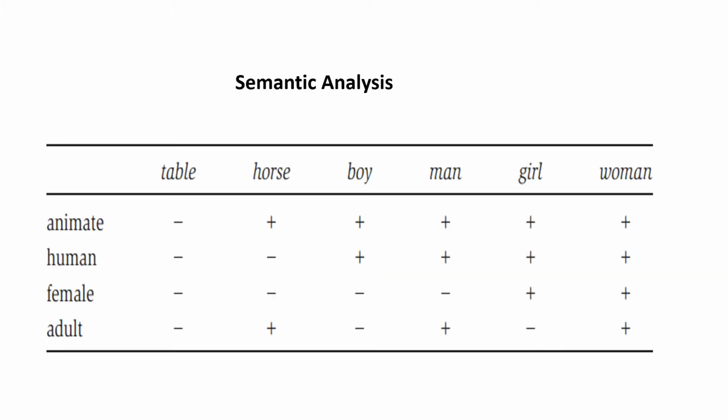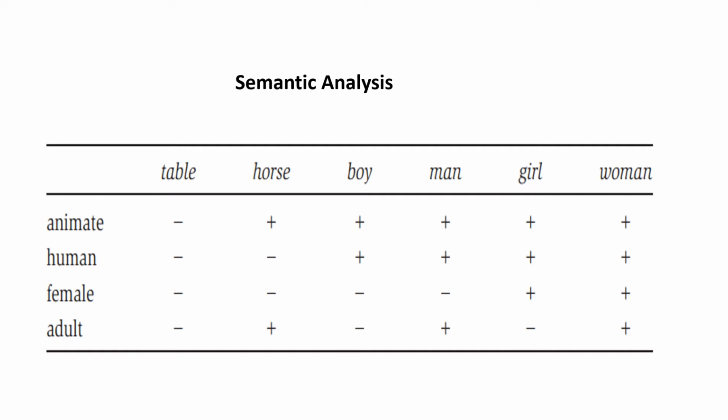Here is the semantic analysis of some different words like table, horse, boy, man, girl, woman. We'll do semantic analysis of these words. For example, table. It's not animate. It's not human. It's not female. It's not adult.